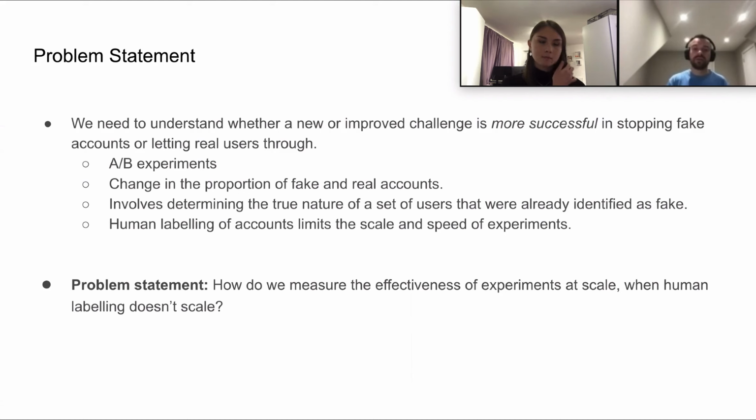This is especially true when we require that many experiments can run at the same time, and experiments must be powerful enough to show results on different user segments, for example, different platforms or different locales. So we need to find a way to measure the effectiveness of challenges at scale when human labeling doesn't scale.